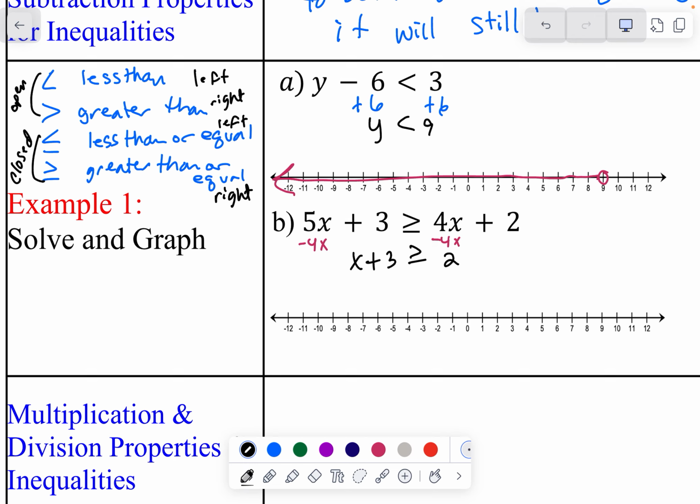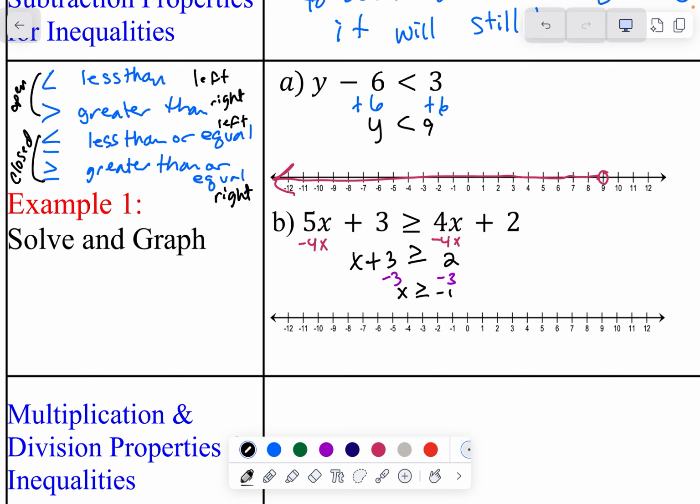What's our next step going to have to be? What are we going to have to do next? What do we have to get rid of? The 3, right? We have to get rid of that addition by 3. And so we're going to do that by subtracting 3 from both sides. So just treat it like an equation for the most part. You just go ahead and move things around by adding and subtracting things. And in this case, we get that x is greater than or equal to -1.